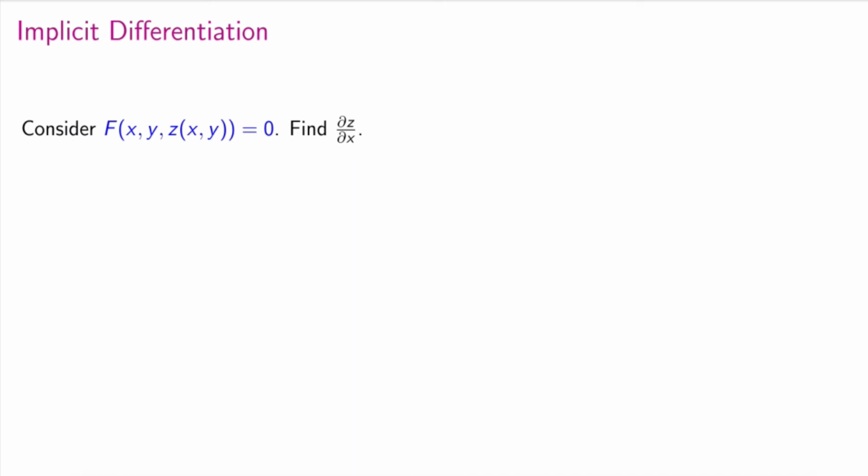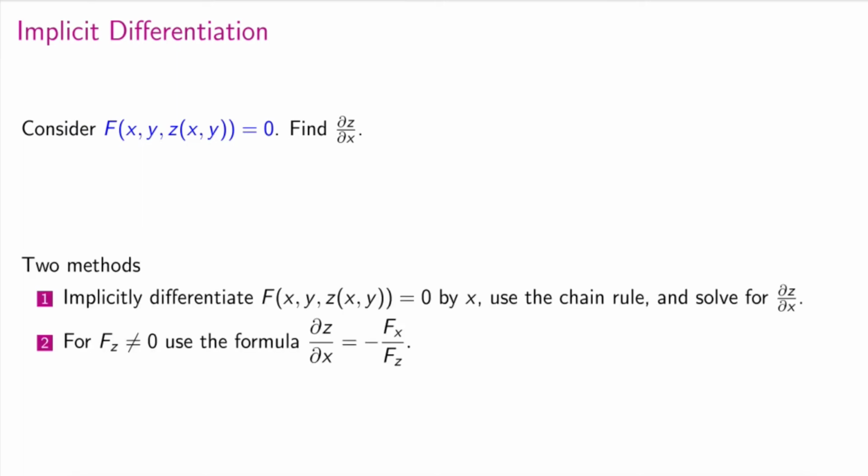Implicit differentiation, again, is used when we want to differentiate a function that is only defined implicitly. So for example here, let's say I have a big function F of x, y and z, but now z depends on x and y implicitly. So then how do I find dz by dx?